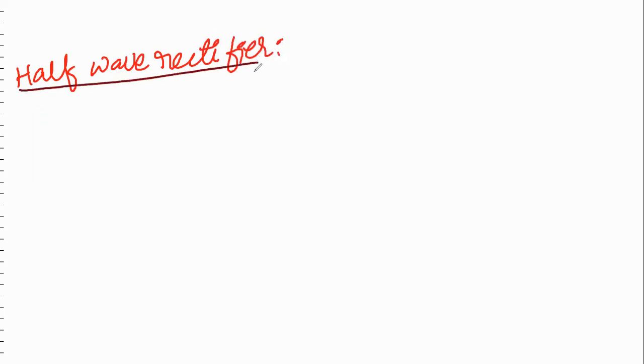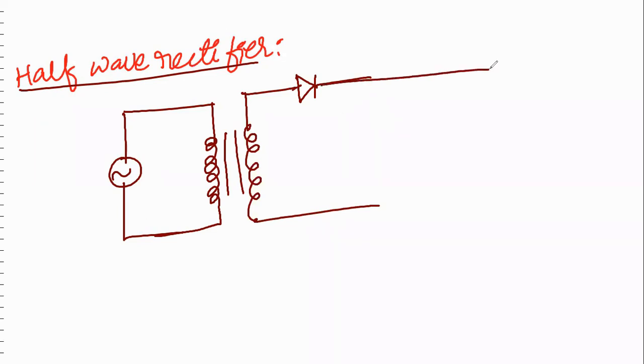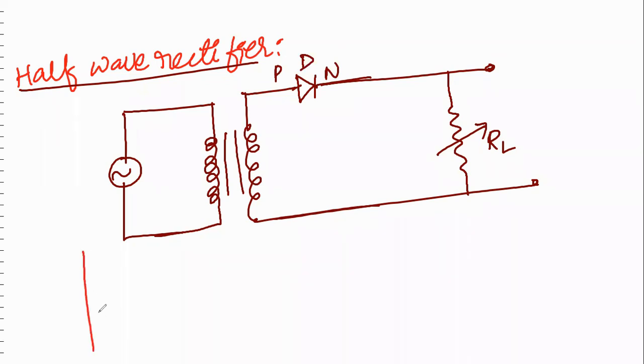In the case of the half wave rectifier, one normal transformer is used. The AC input wave is provided, and this works on mutual inductance. One PN junction diode is connected to the normal transformer, and across the load resistance we measure the output voltage. This is a PN junction diode, P region and N region, only diode D. The AC input signal is provided to it, positive and negative.